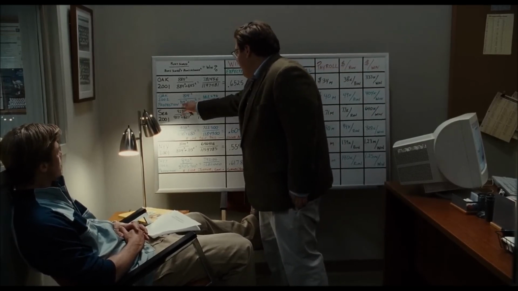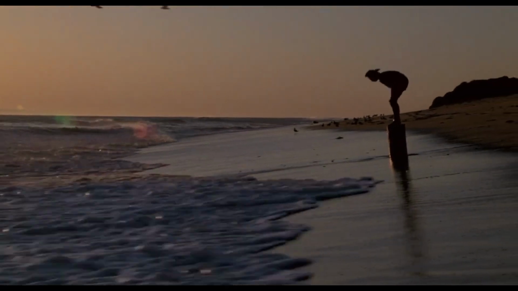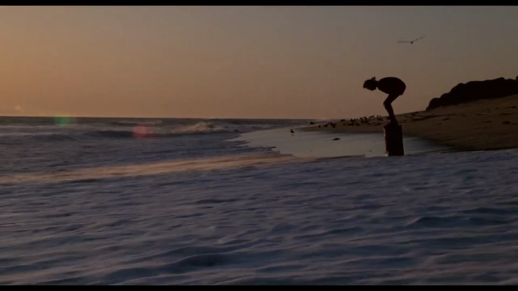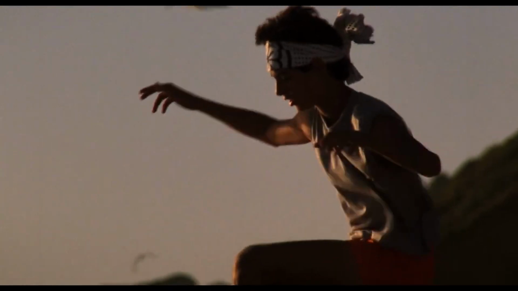SCHD is designed to track the performance of the Dow Jones US Dividend 100 Index, giving investors exposure to a curated selection of dividend-paying stocks. What sets SCHD apart from most is its focus on not just high dividend yields, but also stability and quality. It aims to strike a balance between income generation and risk management. Let's delve into some key features that make SCHD tick.